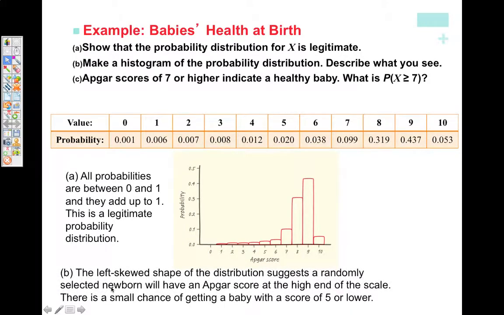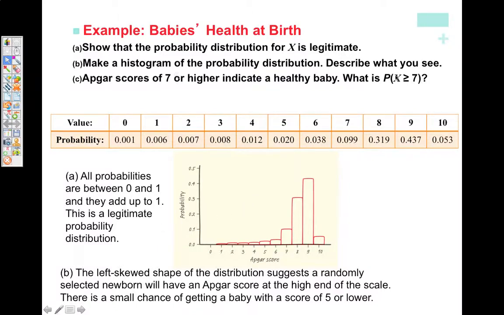And what we see is that this is left skewed. That's some old vocabulary for us. And what that suggests is that a randomly selected newborn will probably have a score at the high end of the scale. There's a small chance of getting a baby with a score of 5 or lower, or something along those lines. That's a good description of what we see.